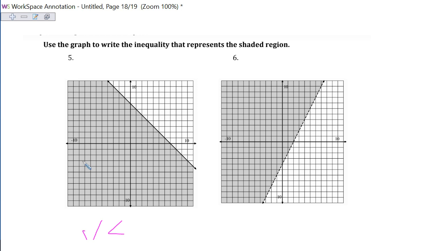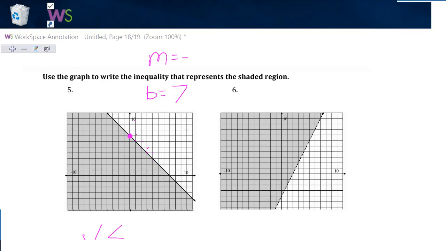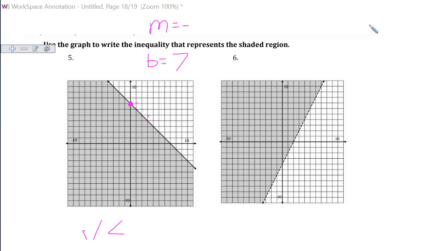Yeah. Okay, now, what's the y-intercept of this line? Looks like 7. 10, 9, 8. Yep, so b equals 7. Okay, if I go over 1, I go down 1, over 1, down 1, over 1, down 1. What's down 1 indicate? Is it positive or negative? Negative. Whoops. So our slope is negative 1. So our equation is y is less than or equal to negative 1x plus 7. Okay?